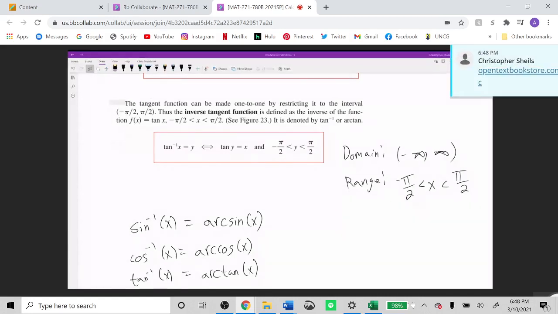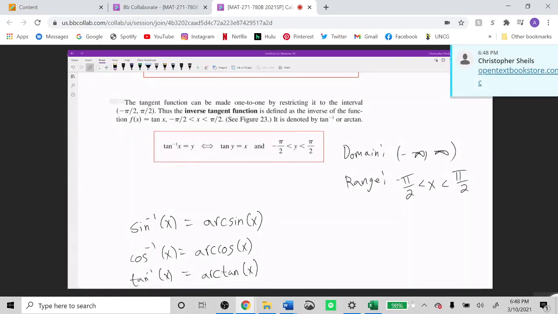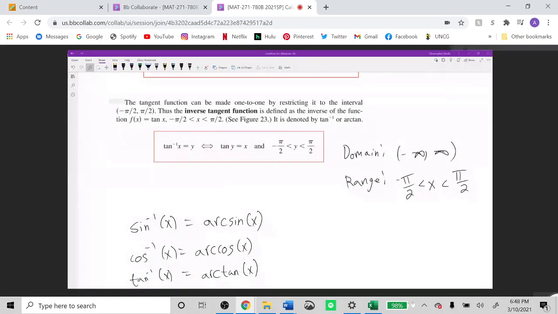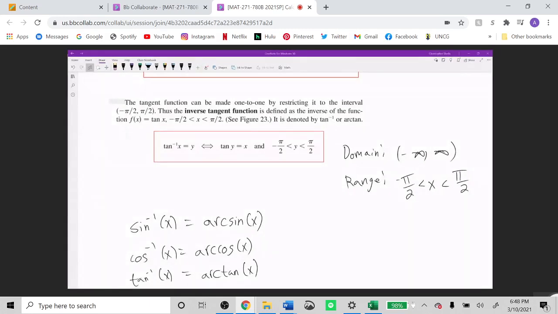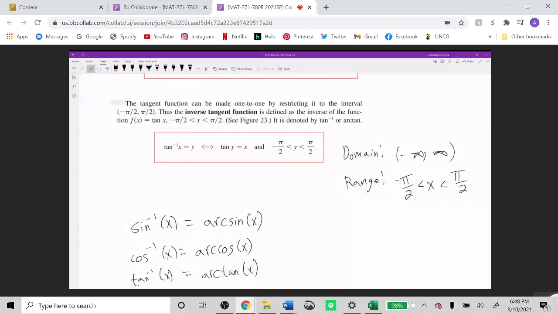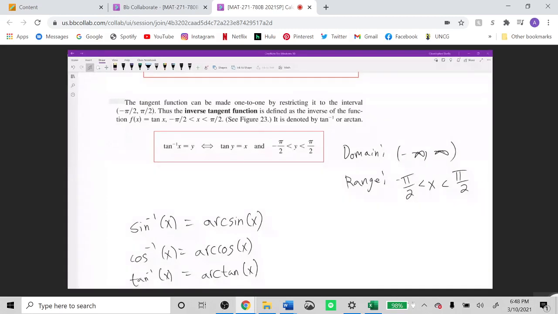This is a link to a free open source textbook covering all pre-calc stuff. The pre-calc 2 or math 172 stuff starts at chapter 5. Talking about inverse trigonometric functions, that's in 6.3. So inverse trig functions are 6.3 there, as you can see in the table of contents.